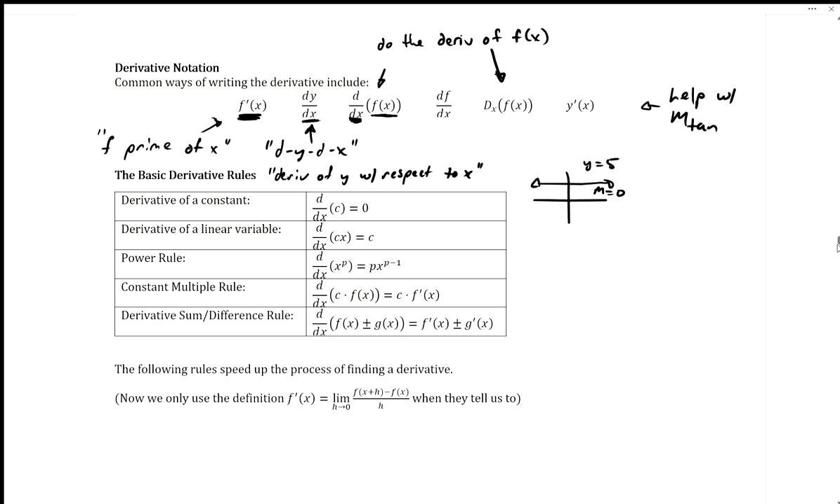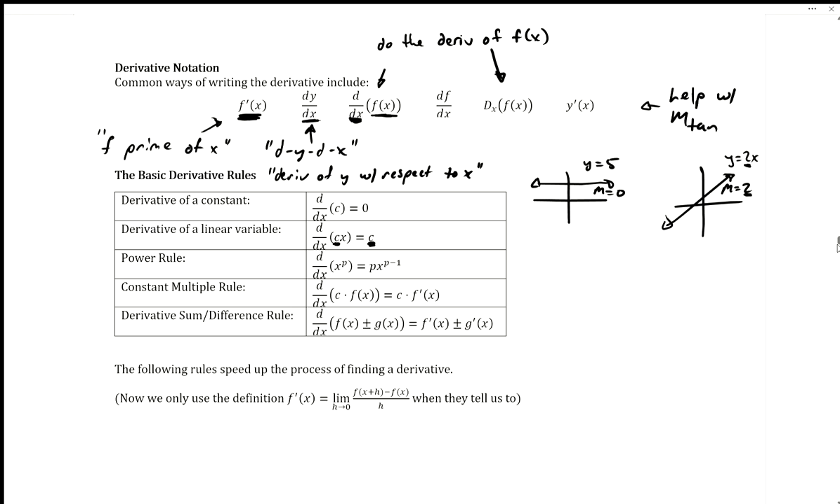Similar with the linear one, here we have the derivative of cx, so let's just make one up. Here's a linear function, y equals 2x. Well, since it's a line, we know that the slope on this problem would be 2. And so similar to over here, it's saying the derivative of c times x is just c. It's like this 2 right there. The slope is just 2. Okay, so those are special cases because they're lines.